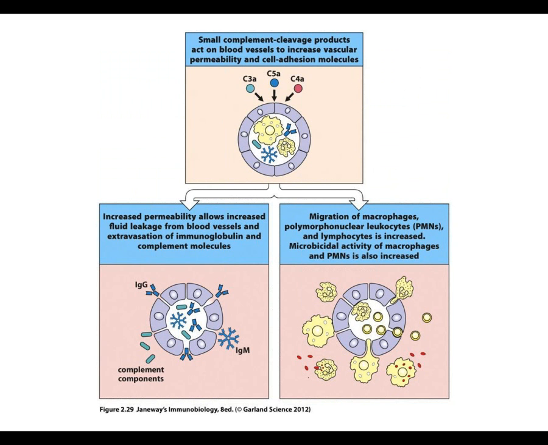So you're making C3 convertase in order to make C3b, so it can either opsonize or punch holes, and then it's also going to make C3a.